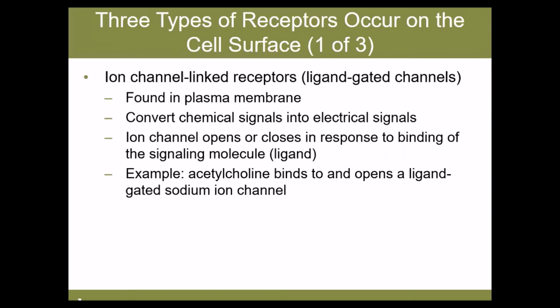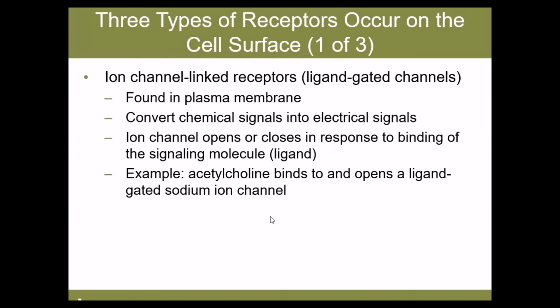And so here's a few things about these. These are found in the plasma membrane. They're a receptor that's bound internally into that membrane, but they have a portion that sticks outside the cell. They have the ability to convert chemical signals into electrical signals, and the ion channel will either open or close, depending on whether or not that ligand or chemical molecule is actually attached to it.